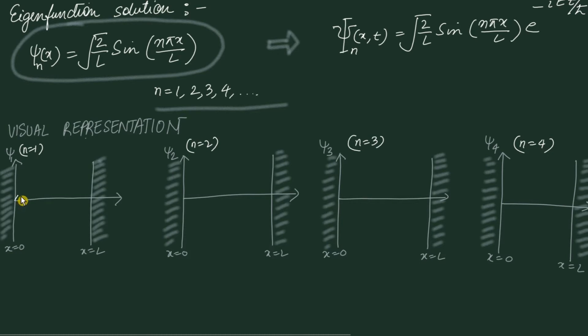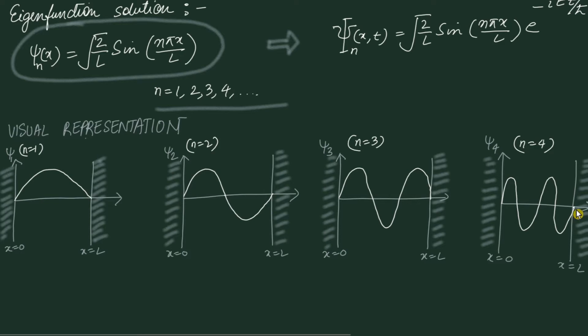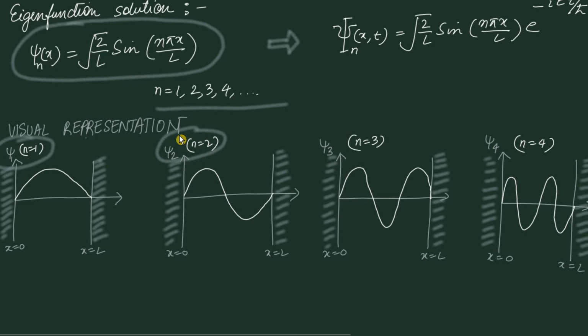In the first case I get a half of a sine function, in the second case I get a complete sine function like this, in the third case I get a sine function which has two nodal points like this, and in the fourth case I get twice the sine function, something like this. So a proper mathematical visual representation of the wave functions corresponding to psi 1, n is equal to 1, psi 2, n is equal to 2, psi 3, n is equal to 3, and psi 4 looks something like this.